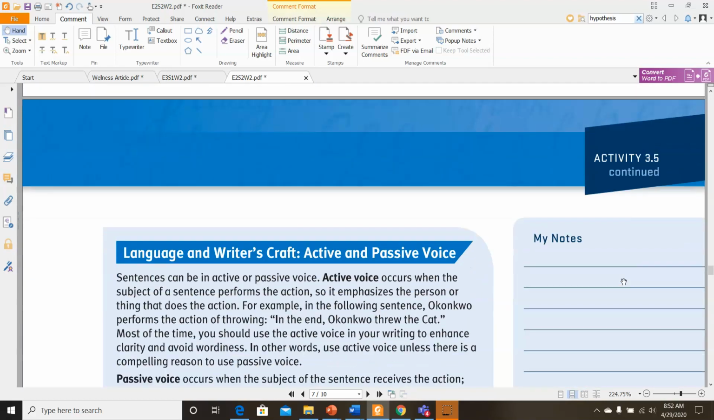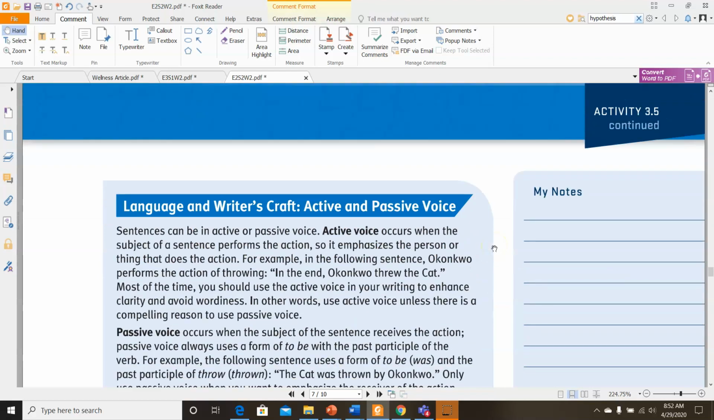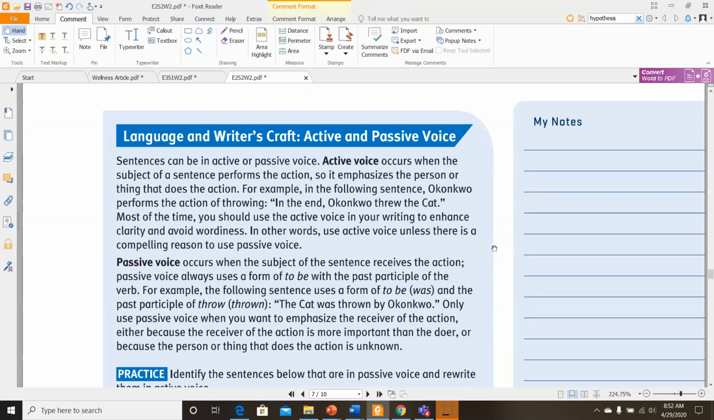So now let's look at this section that says language and writer's craft, active and passive voice. Sentences can be one of two things. They could be active or they could be passive. Active voice occurs when the subject of the sentence performs the action. It emphasizes the person or thing that does the action.